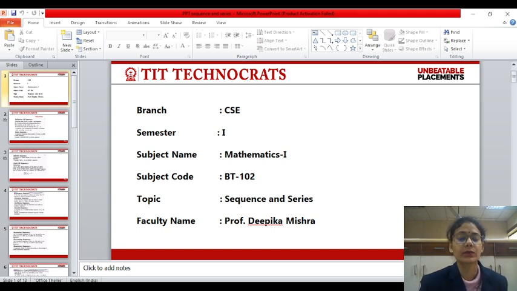Today we are going to discuss the topic sequence and series from unit 3. So first of all, we will start with the definition of sequence.